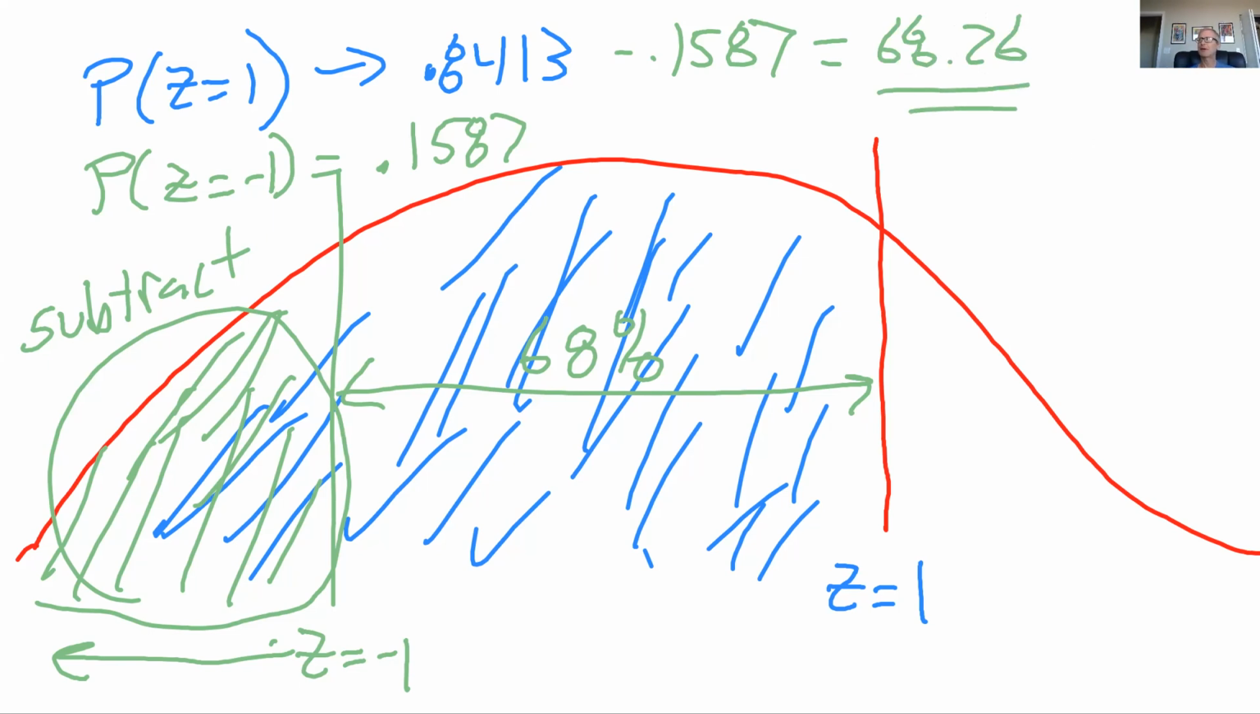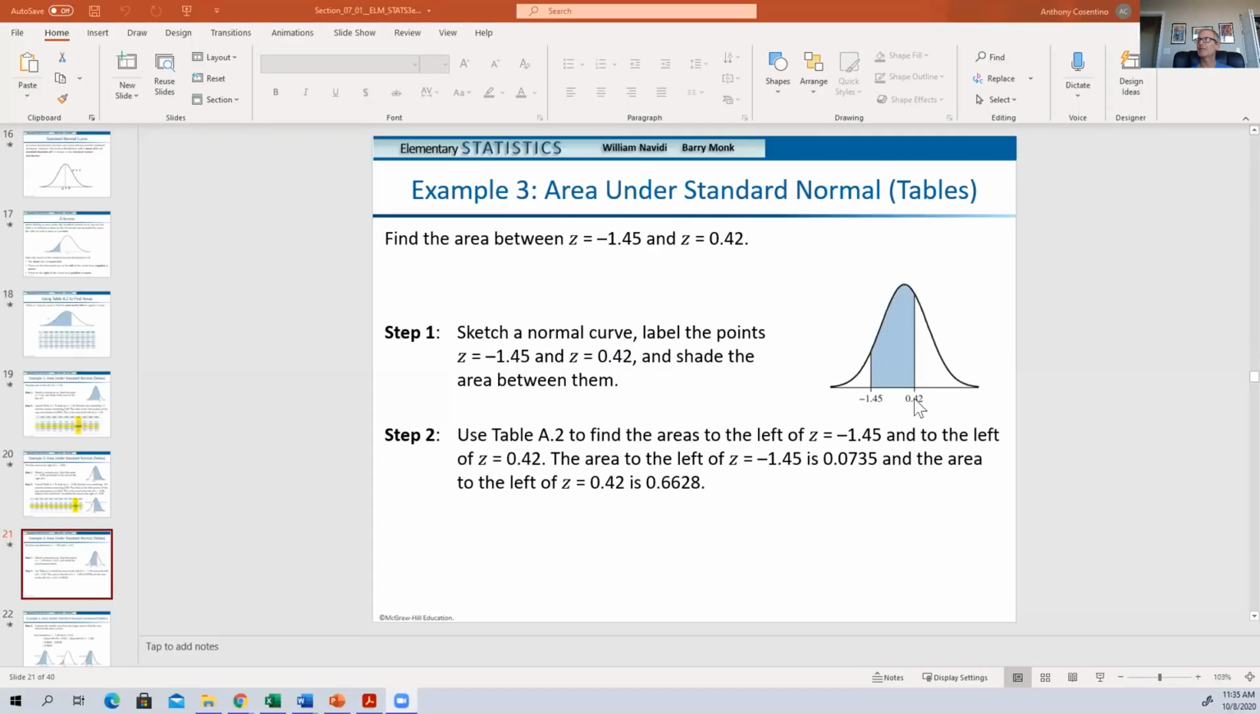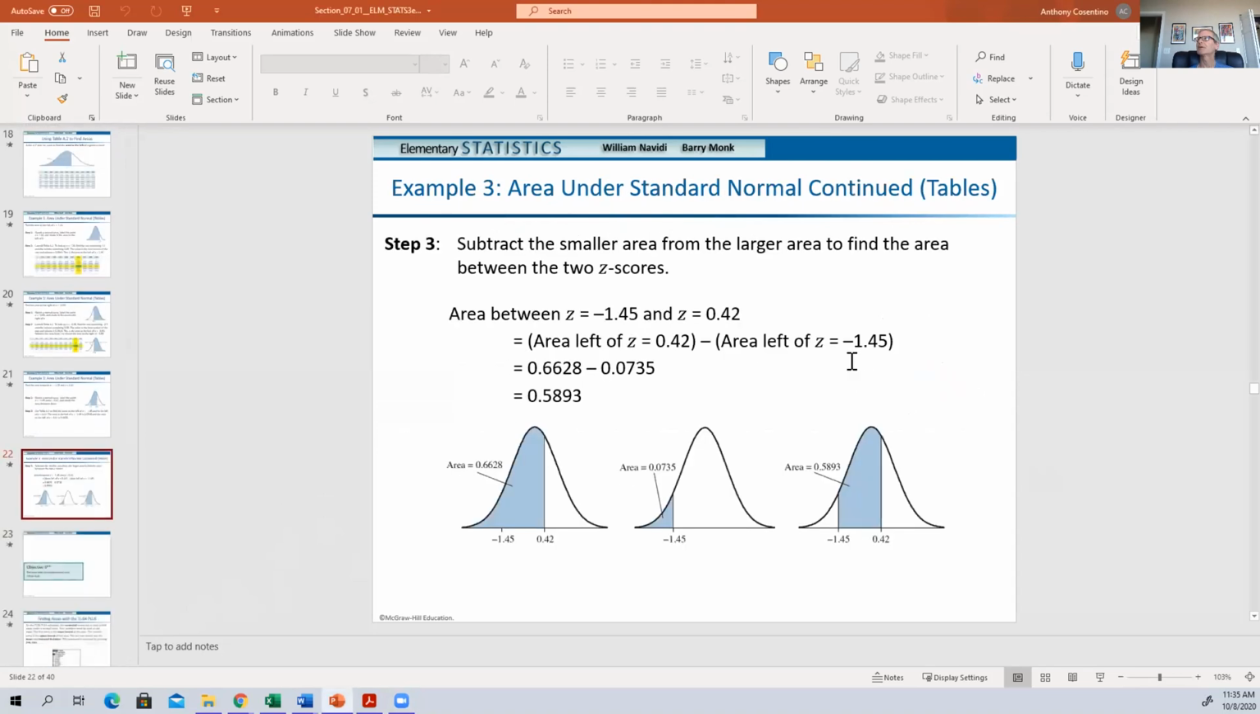So when you do these calculations, let me pull the slide back up. You take the area below 0.42 and then you take the area below the z-score of minus 1.45 and you subtract the 2. And you can see that when we do that subtraction, on the next slide here, you end up with what's left, which would be 0.5893.